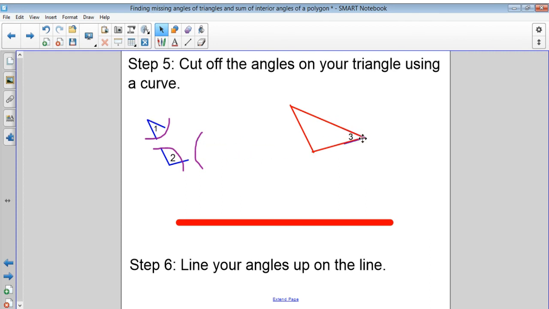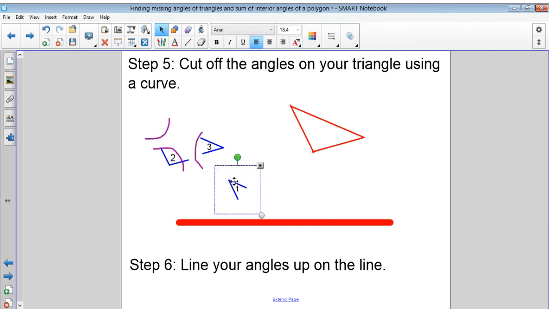You see that they disappear because they are the exact angles of this triangle, right? And so I have my angles numbered 1, 2, and 3. And so what we're going to do is manipulate these angles so that all the angles of the triangle are facing inward on the line.